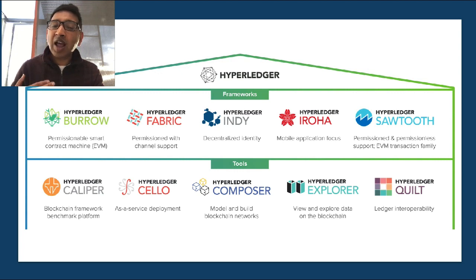Now there are 4 active tools projects. Cello is an initiative that aims to simplify creation and management of blockchain infrastructure. Composer is for creating business network applications using the high-level Composer language. Explorer provides visibility into an operational blockchain ecosystem. Quilt aims to achieve interoperability between different chains.